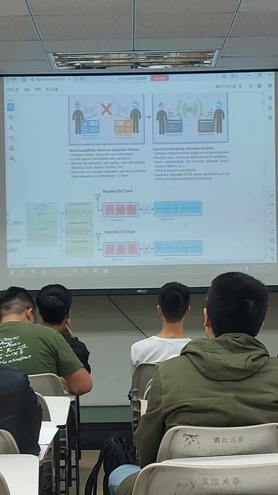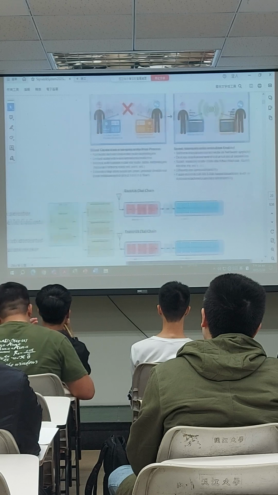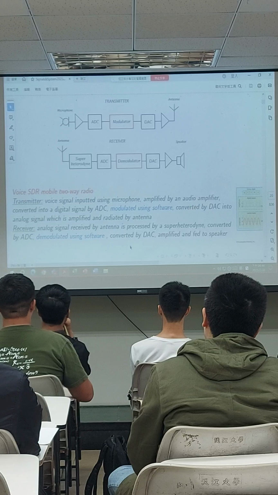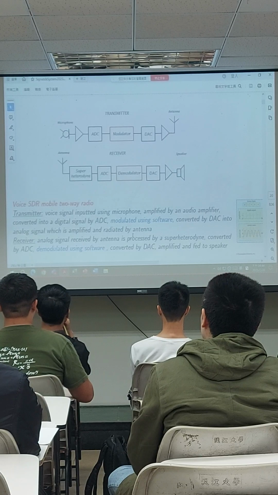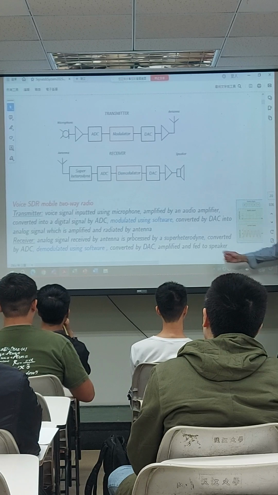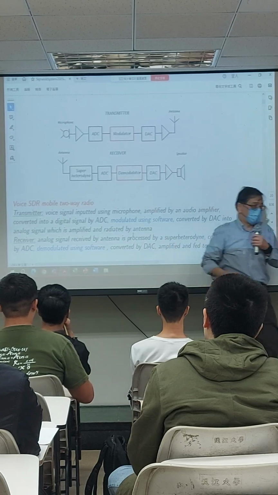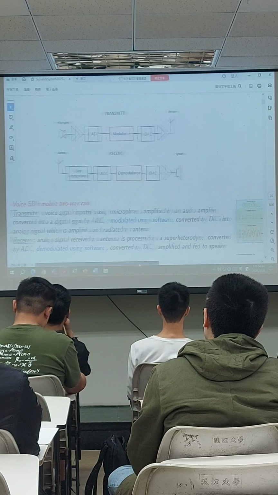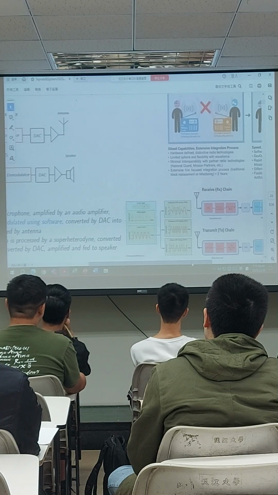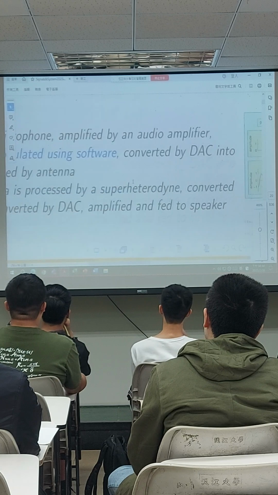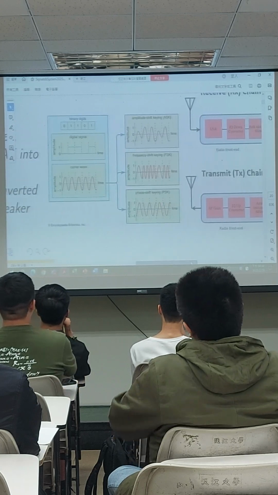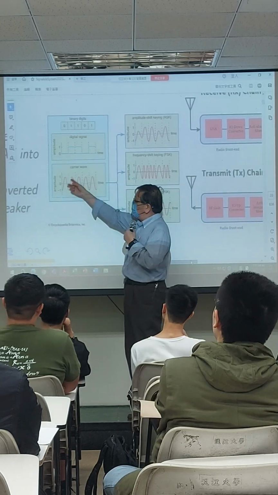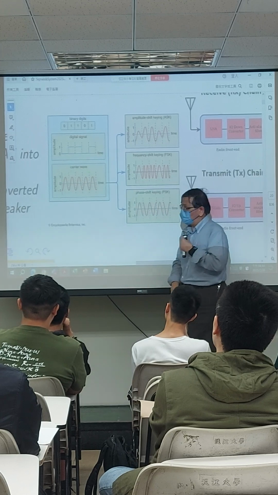Also, this one, the software radio. In the software radio, you can find there's a very important subsystem called modulation. Modulator, the modulator means you embed the signal into a carrier wave.